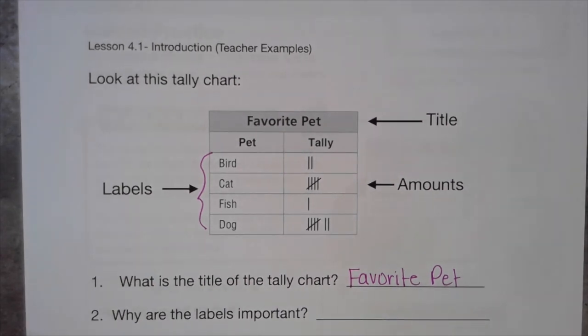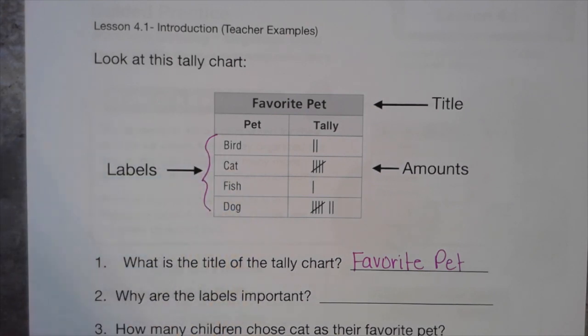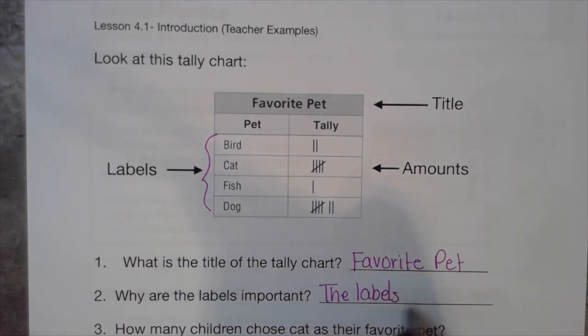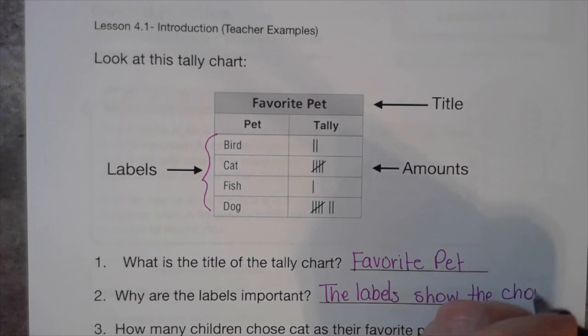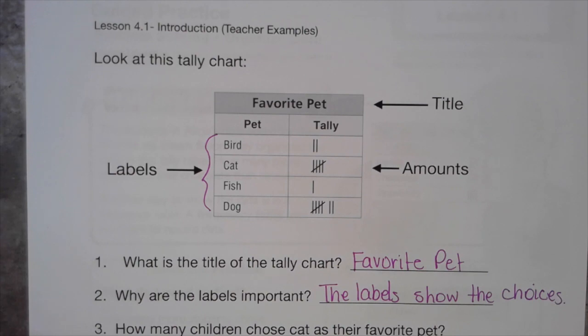Why are the labels important? Well, we have to know what people voted for, right? Bird, cat, fish, or dog. They let us know which animals were selected. How can I say that in a shorter way? The labels show the choices. How about that? Okay, so we had bird, cat, fish, dog.